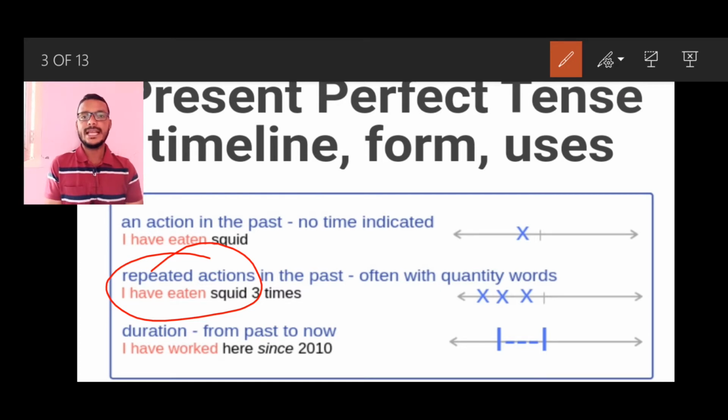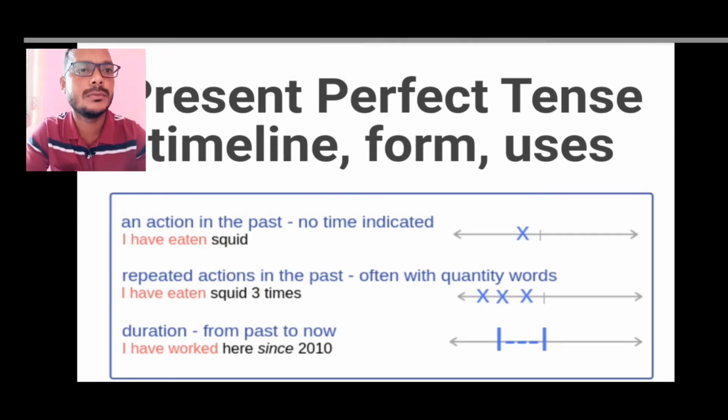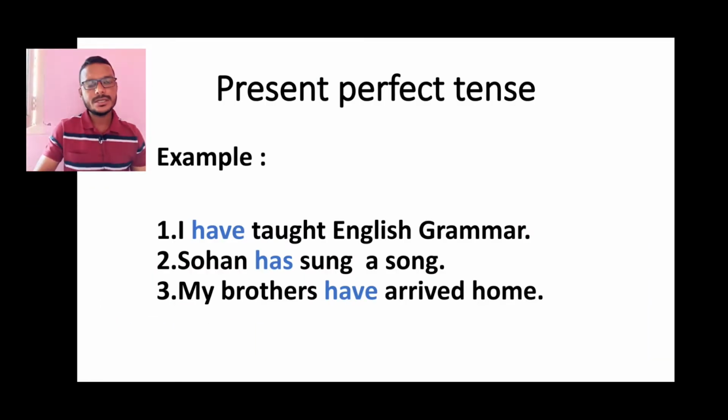First is an action in the past, just finished action. And then the second instance where we use it is repeated actions. For repeated actions we use have form helping verb. And for total duration. In the next slide we will see some examples that I have given in this slide.